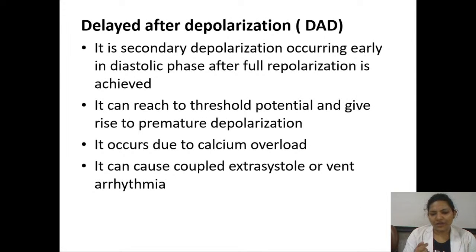Delayed afterdepolarization now. Basically, it is also a secondary depolarization that occurs early in the diastolic phase after full repolarization is achieved. By full repolarization, we mean that phase 3 has completed, right? It can reach a threshold potential and give rise to premature depolarization. There is a specific reason for delayed afterdepolarization: it occurs due to calcium overload. It can cause coupled extrasystole or ventricular arrhythmias.